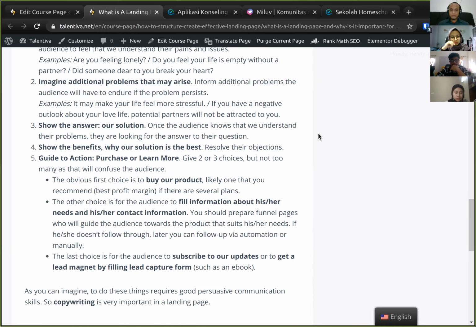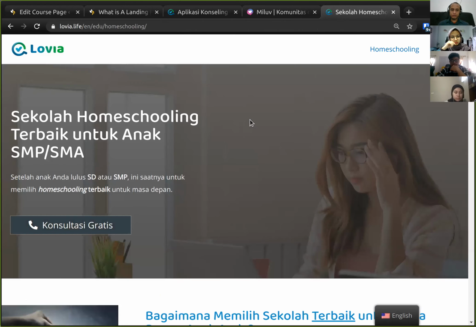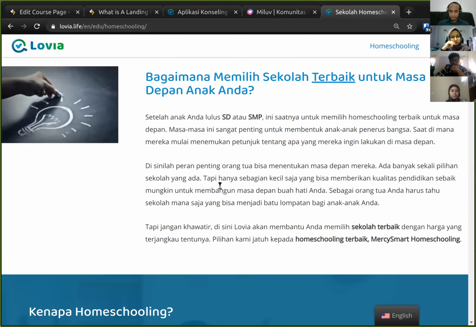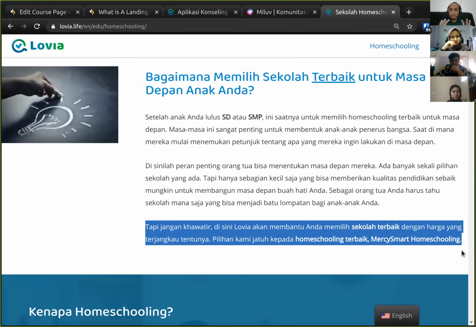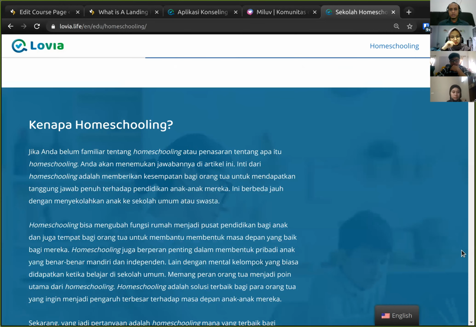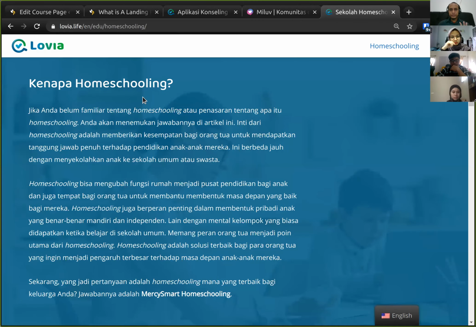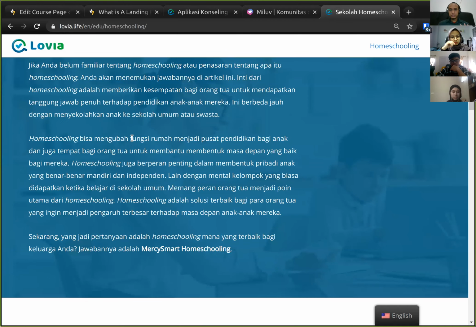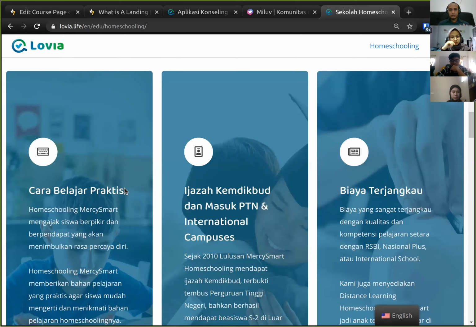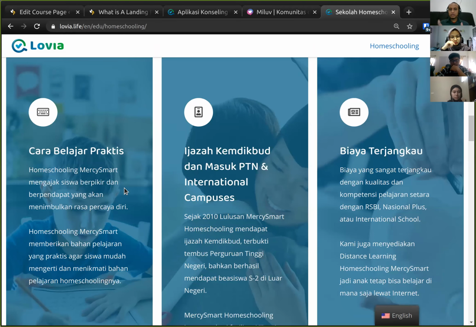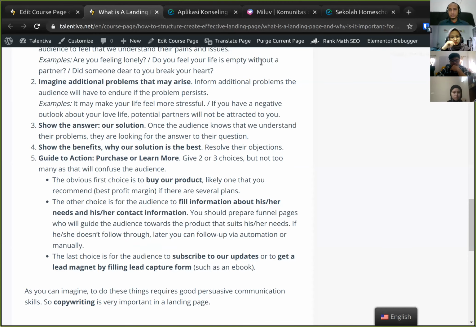So this is our solution. For example, in this homeschooling, this is our solution. In this case, this is the best school if you have this problem. And then show the benefits like this, and basically iterate each point. Why is it good? And the features, what can they get from this?